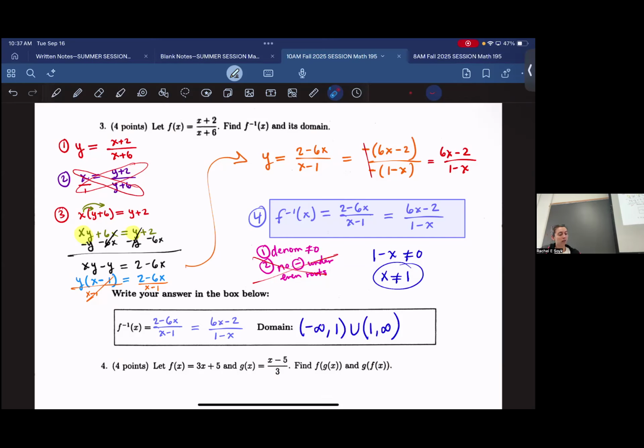If you solve for 100, you're talking about for the original function, 100 is equal to x plus 2 over x plus 6. Just cross multiply and solve for your x values. 100x plus 600 is equal to x plus 2. And then we get 598 is equal to negative 99x. So x is equal to 598 over negative 99. That is a negative value.